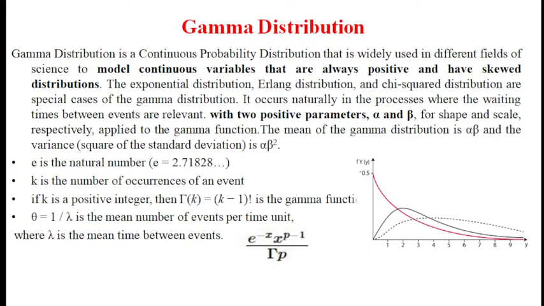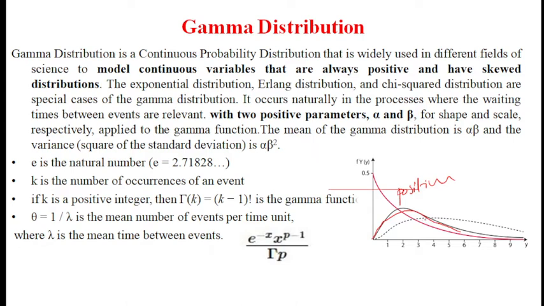The next one is gamma distribution. Gamma distribution is a continuous probability distribution that is widely used in different fields of science to model continuous variables that are always positive and have a skewed distribution. You can observe in this diagram it is always positive. The exponential distribution, chi-square distribution are special cases of gamma distribution.